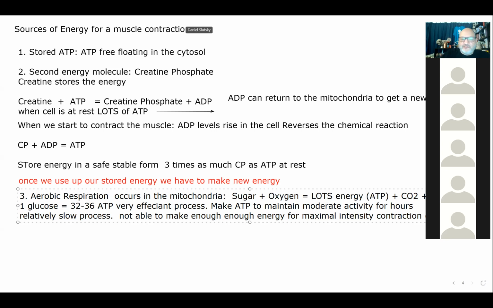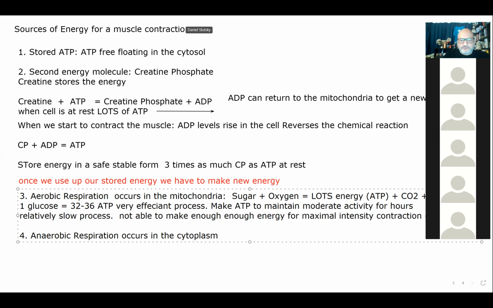Now, that doesn't mean you can't sprint, because luckily there is a second way we can make energy. And that second way of making energy is anaerobic respiration. This, unlike aerobic, doesn't occur in the mitochondria. This just occurs in the cytoplasm. And what's the big difference between aerobic and anaerobic? You don't need oxygen. This one does not use oxygen. The advantage of this is it's very fast.